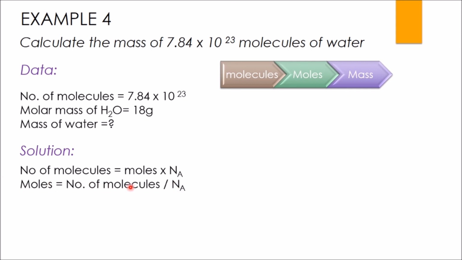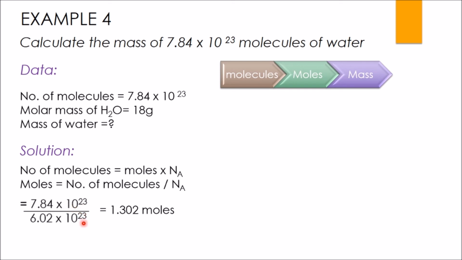We have just rearranged the formula for the number of moles because we have to convert molecules into moles. Okay, so for moles we are rearranging the formula because we know the number of molecules. Once we put the values, the number of molecules on the top and Avogadro's number on the bottom, we are going to have 1.302 moles.